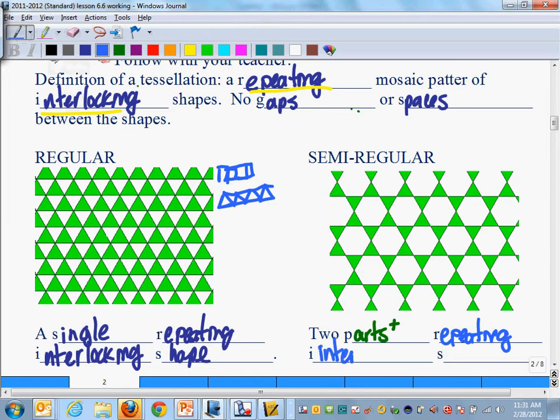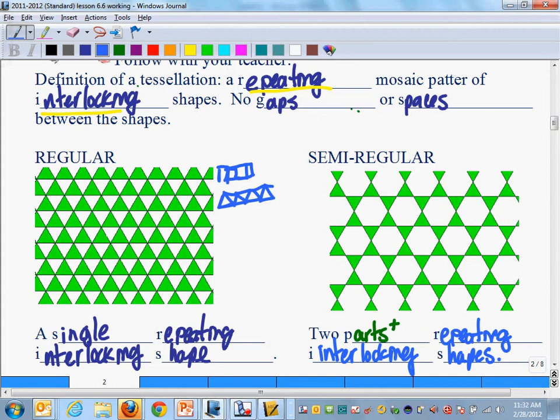Repeating, interlocking shapes. That's called semi-regular, 2 or more. You see here the 2 shapes. You have hexagons and triangles. Regular hexagons and triangles. They're interlocking.